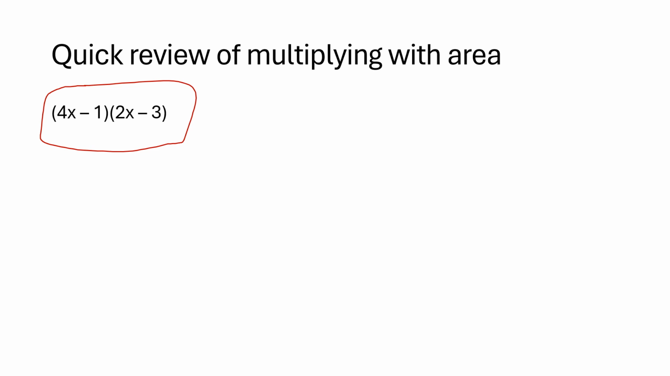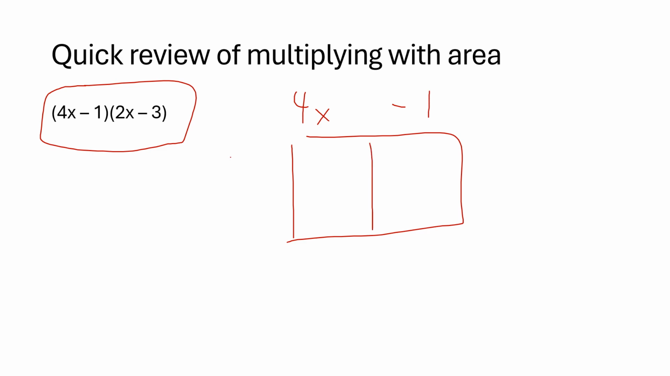So in this example, I have two factors. I have a factor of 4x minus 1 and a factor of 2x minus 3. Now, when I'm multiplying with the area model, essentially I make one of those binomials the length of the rectangle. So we have 4x minus 1, and the other binomial, 2x minus 3, is the height or width, whatever word you want to use there. And this is a way of structuring it so that you are doing the distribution, but it doesn't look like traditional distribution. And so when I multiply them, I get 4x times 2x, and I would write the product right here.